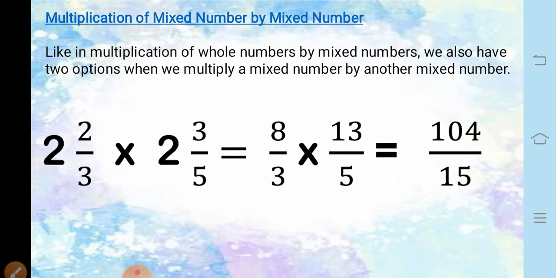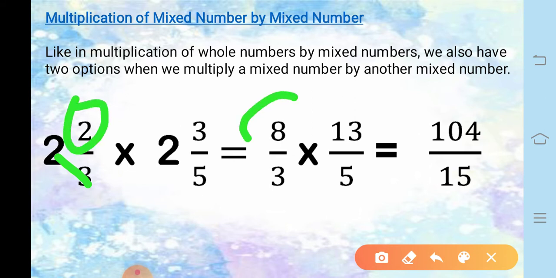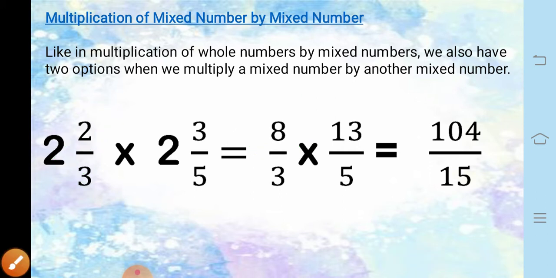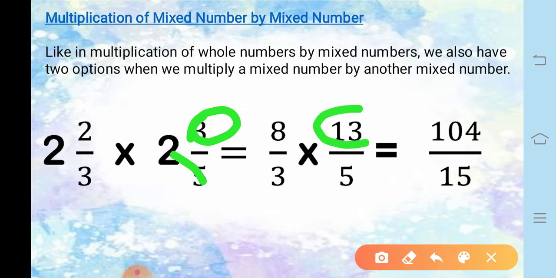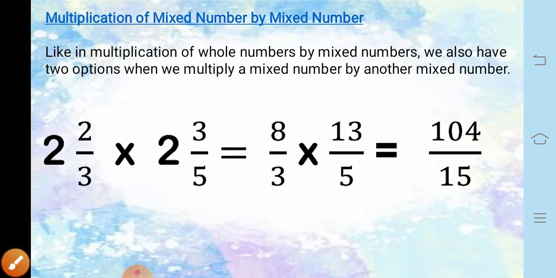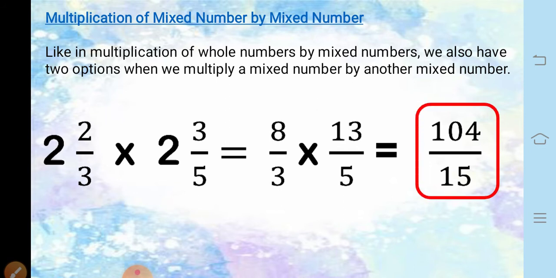As I said a while ago, na kapag meron tayong mixed number, we have to change it into an improper fraction. Okay, so 2 and 2 over 3 is equal to 8 over 3. Kasi nga, 2 times 3 is equal to 6, plus 2, we get the 8 over 3. Kasi nga, copy the denominator, which is 3. And then, times 13 over 5. Kasi nga, 2 times 5 is 10 plus 3 is equal to 13. And then copy the denominator, which is 5. So 8 times 13 is equal to 104 over the 3 times 5, which is 15. So we get the final answer of 104 over 15.